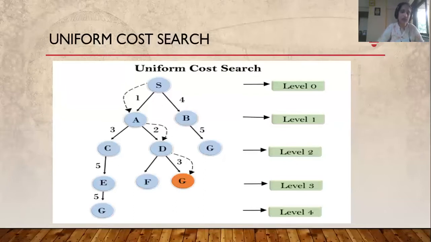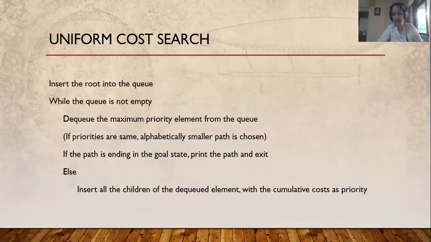The same will happen for the other nodes also. So now what you have to do is select the element which has the lowest cumulative cost, and that lowest cumulative cost will be given the highest priority.